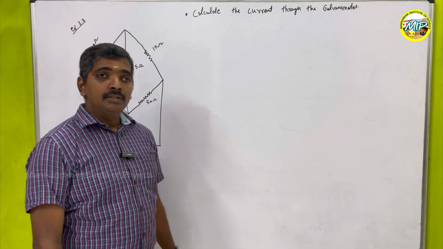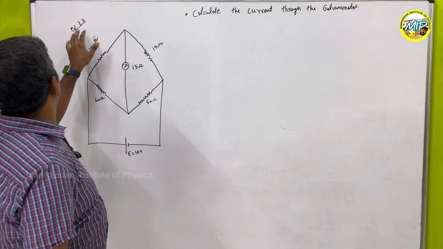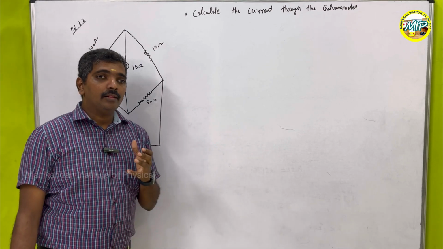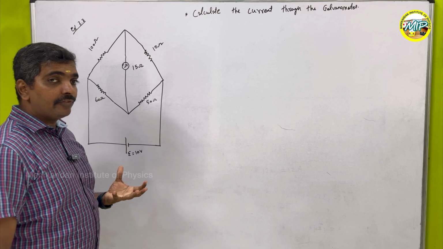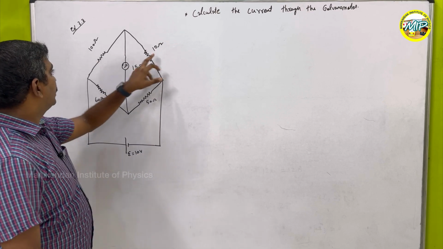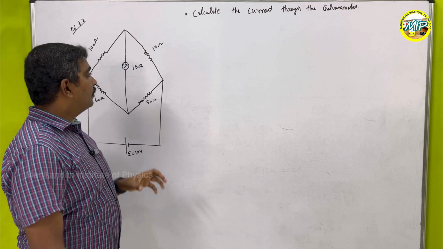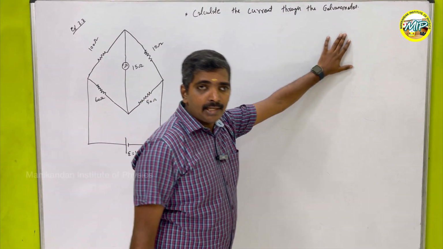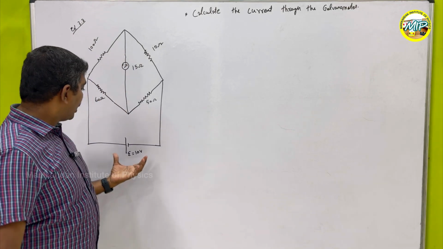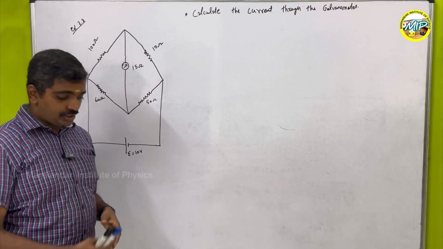Hi friends, so today we are going to solve the problem from NCERT example 3.8. Here is given the Wheatstone bridge with 4 resistances: 100 ohm, 10 ohm, 60 ohm and 50 ohm. Our target is to calculate the current through the galvanometer when you are applying an EMF of 10 volt across the Wheatstone bridge.